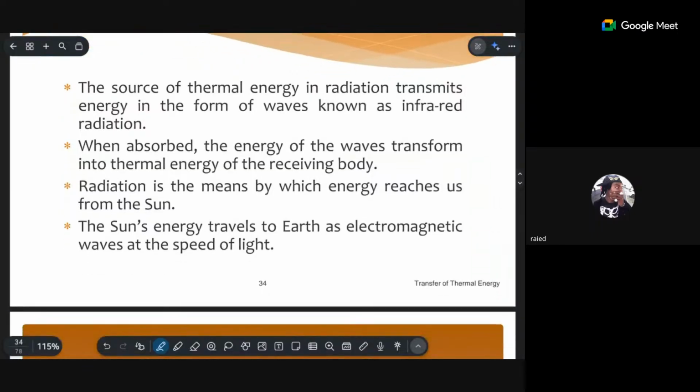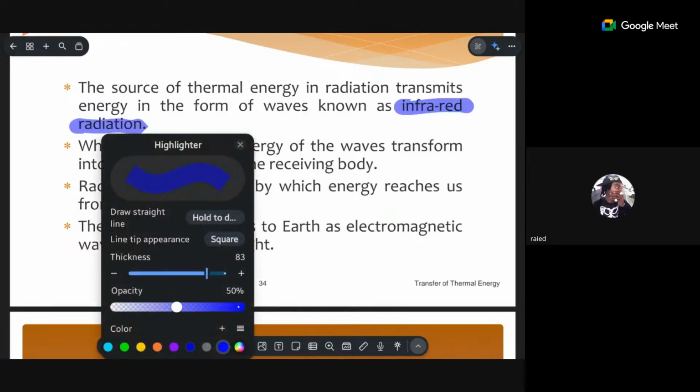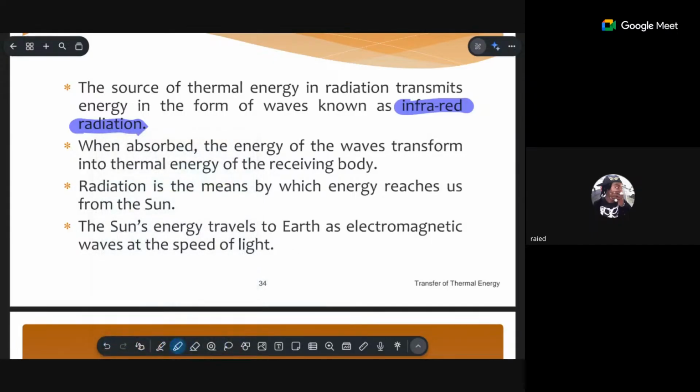Okay. The source of energy in the radiation transmits energy in the form of waves. They are known as infrared radiation. So this is another question from your past papers: what is the name of these thermal radiations? They are also named infrared radiations, right? And when the energy of the waves is transferred into thermal energy and received by the body, that is when the radiations are absorbed.